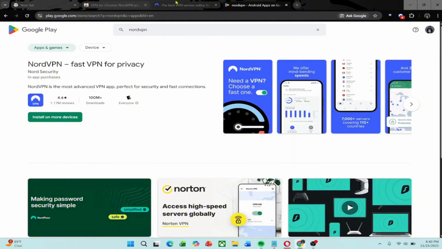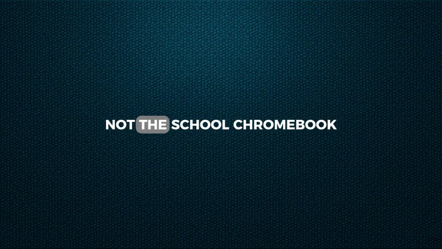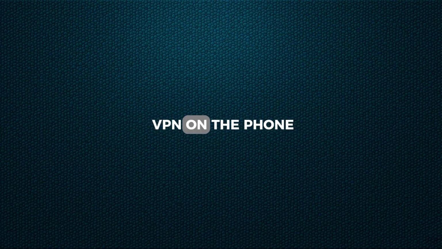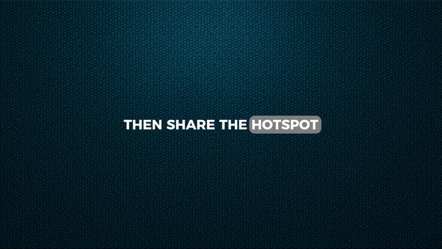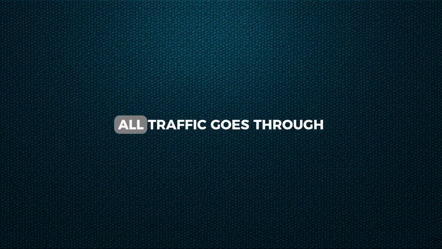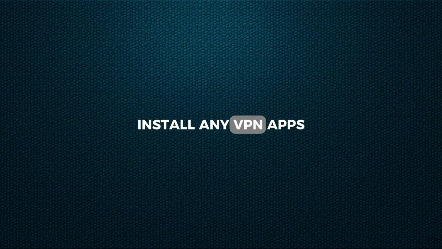If both the Chrome Web Store and Play Store are blocked, you may still have one more method. In that case, the only way to use a VPN is through an external device, not the school Chromebook. Many students create a hotspot with their phone. They turn on NordVPN on the phone, then share the hotspot with the Chromebook. When the Chromebook connects to the hotspot, all traffic goes through the secured phone connection. This works even if the Chromebook itself cannot install any VPN apps.